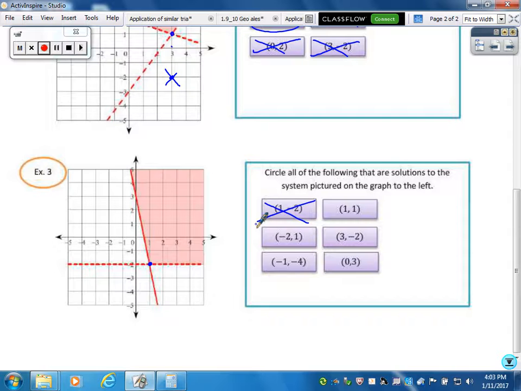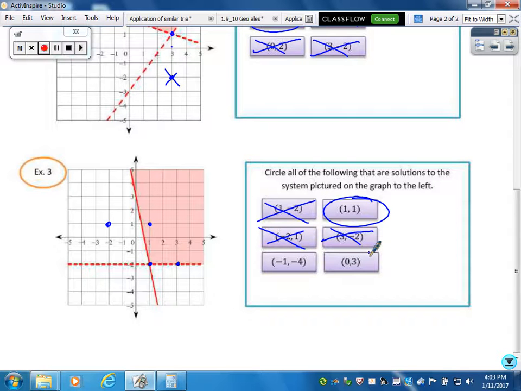Next one says 1, 1. So over 1, up 1. Perfect. That one's great. -2, 1. So backwards 2, up 1. Definitely not in the shaded area there. Says 3, -2. So over 3, down 2. That's on a dashed line. It's on the border, but it's dashed.